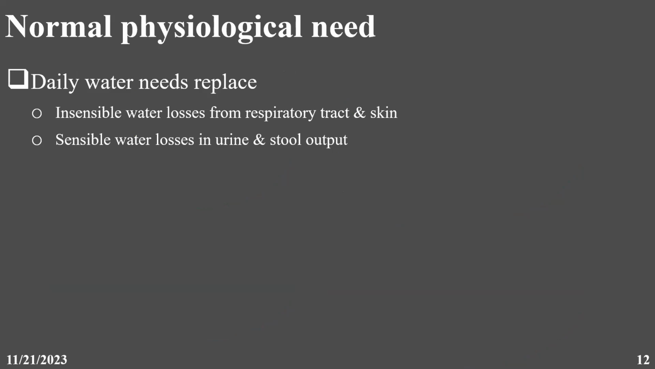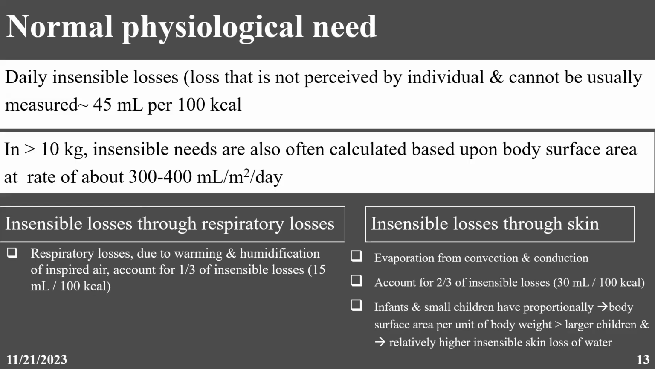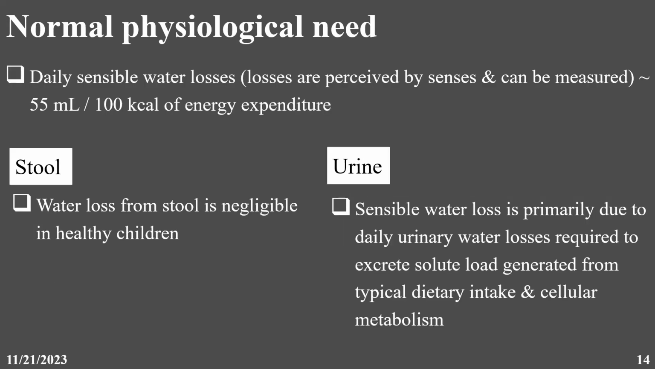When we replace the fluid based on calories, we replace the maintenance. So depending on how many calories you need, we'll give you fluid. But also we have insensible water loss from the respiratory tract and from the skin, and we have sensible water loss, which is the urine and stool. So we need to replace both. Now I don't want to go into the details of that. It's not very important because I don't want to confuse you. But anyhow, we need to replace this fluid. Now stool is usually a negligible amount, and urine we can calculate.